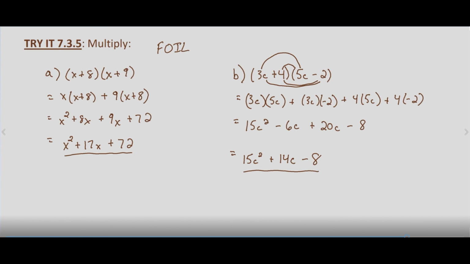So again, you can distribute the binomial to each term in the other binomial. That's what I did in this first example. Or you can use FOIL when you're multiplying binomials. First, outside, inside, last. So multiply the first term times the first term, outside term times the outside term, inside term times the inside term, and then the last term times the last term. Either method should give you the same exact solution when you're multiplying a binomial times a binomial.